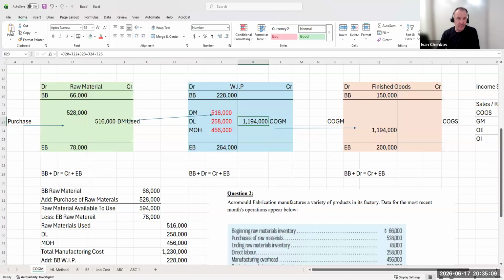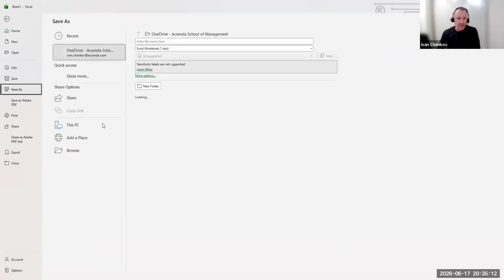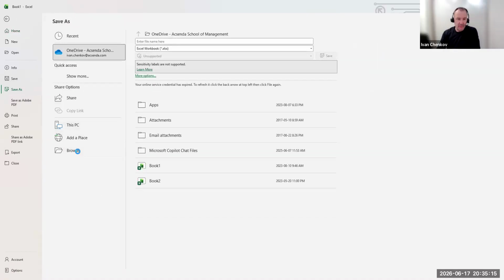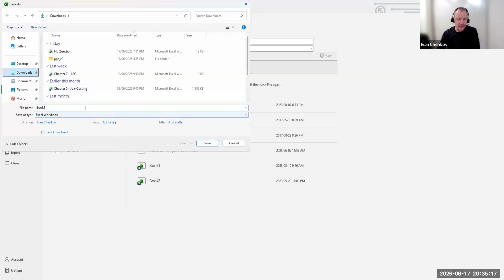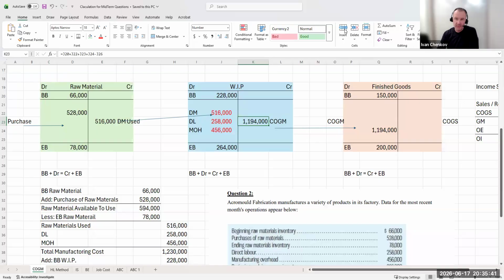Let's label this one. Save as. Let's browse it on my computer here. I'm going to save it here as calculation for midterm questions. Save. And now I can share my screen and post it so you can see where exactly I'm going to post it. So you can have it available.